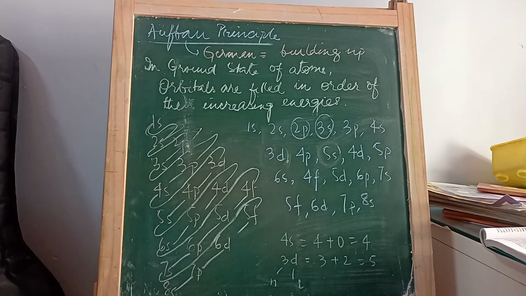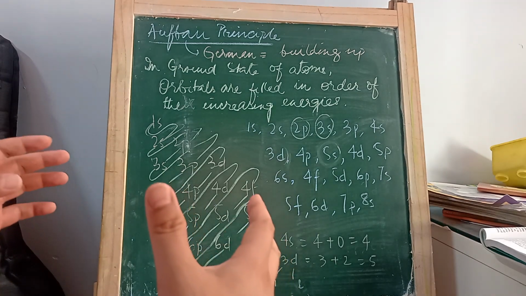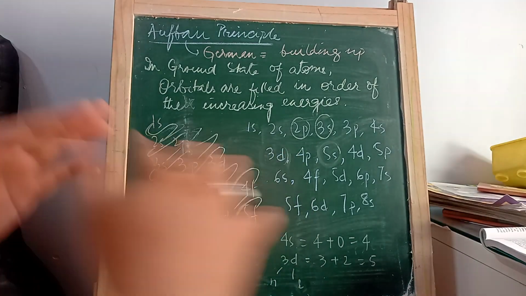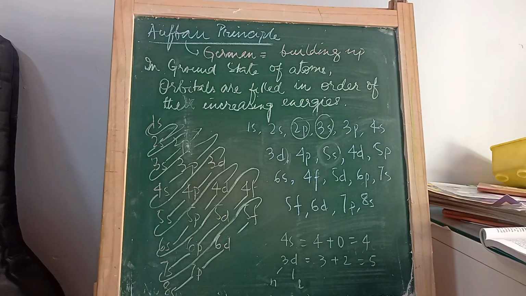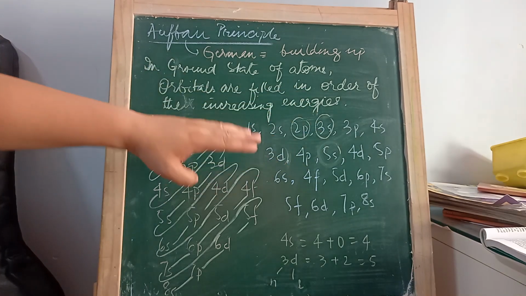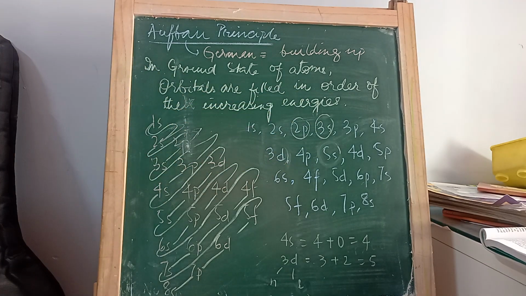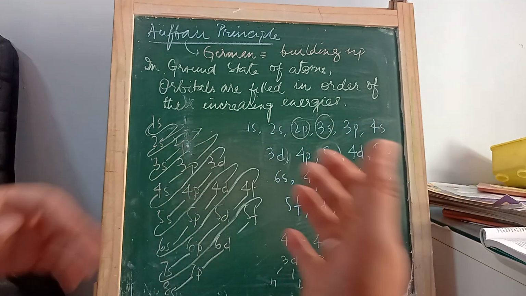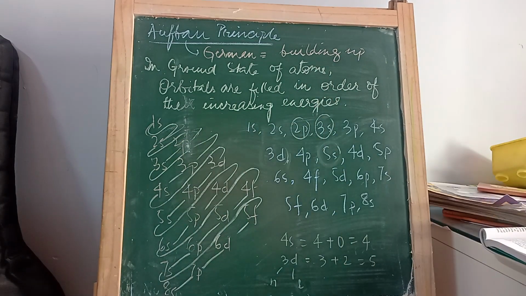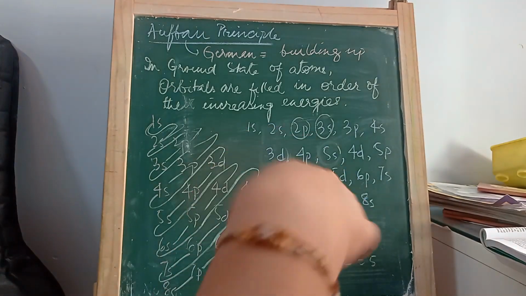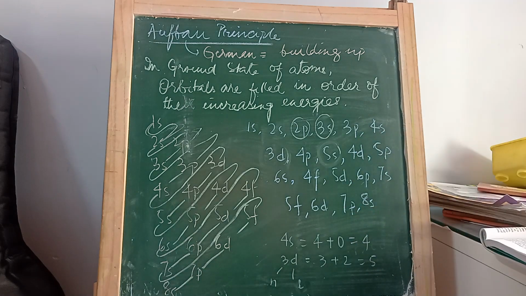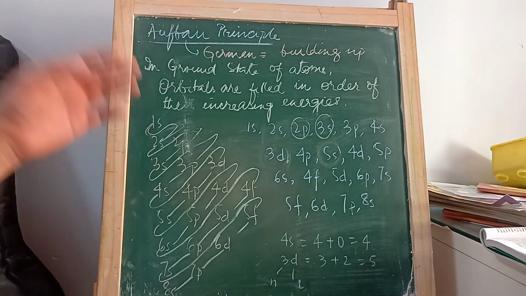So what the Aufbau principle says is that in the ground state of an atom, when the atom is in its lowest state of energy, when no energy is being injected into it, the orbitals are filled in the order of increasing energies. This is a simple principle. The orbitals with the lowest energy will be filled first, then the next, which has more energy. That's what the Aufbau principle says.